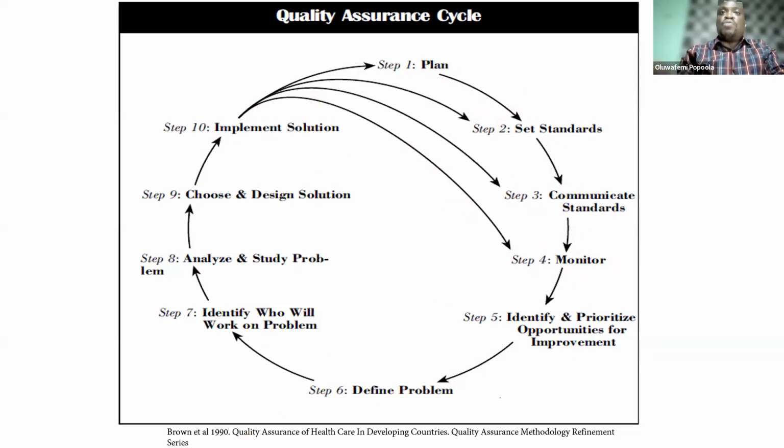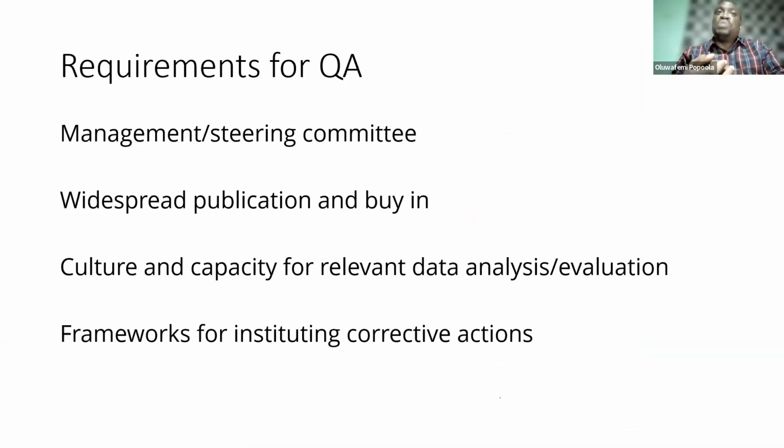Now, if we're going to do a quality assurance process, what do we need to get it done? It's very often easier said than done. Everybody usually comes and says, oh yes, we want good quality. We want good clinical practice standards. We want to do top-notch clinical trials. But what are the requirements that we need to have in place?